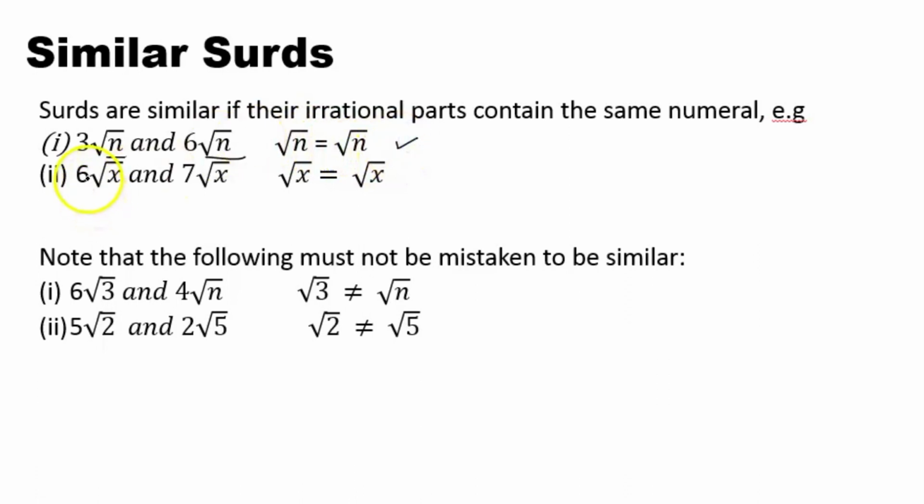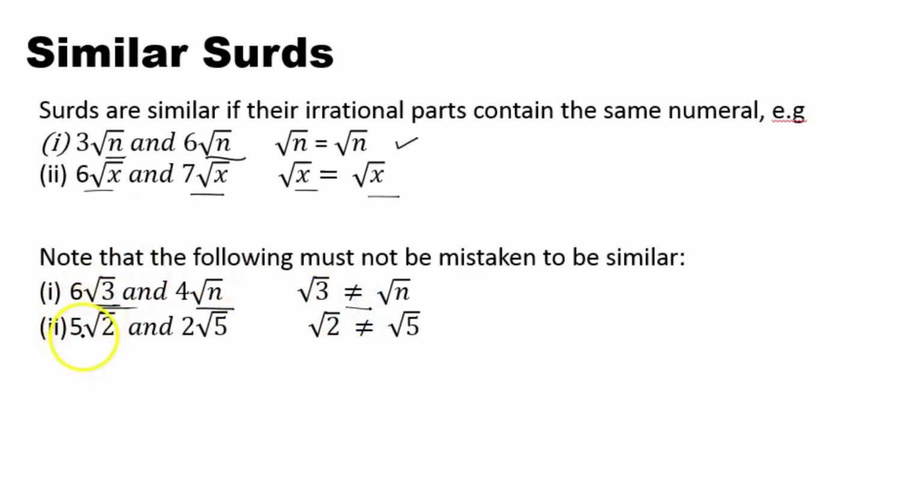Look at this case. We have 6 root x and 7 root x. You see, root x is the same. So that means these are similar. All right. So let's look at another one. Look at 6 root 3 and 4 root n. These are not similar. Why? Because their root form is not the same. This is root n and this is root 3. So they are not equal. So these ones are not similar sorts.